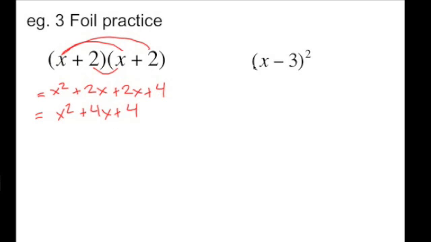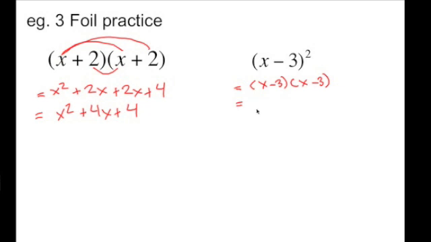You might see a question like this once in a while. X minus 3 all squared. Well, if you know what squared means, it just means everything that's being raised to the exponent is multiplied by itself twice. So you could really rewrite this as x minus 3 times x minus 3. Right? So let's do that.